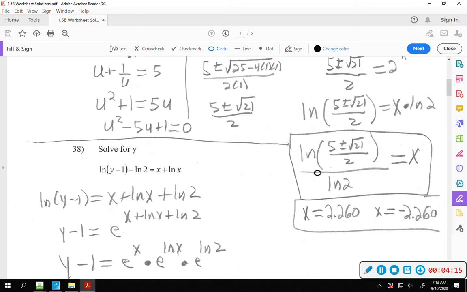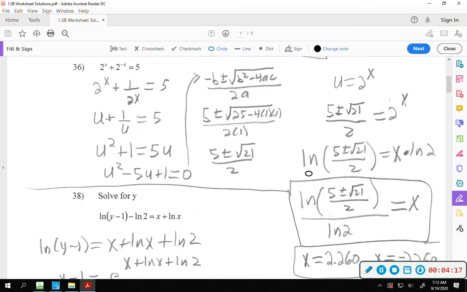Hopefully this one went well. Probably not going to be on a test or a quiz, but this whole concept here is good to review early.